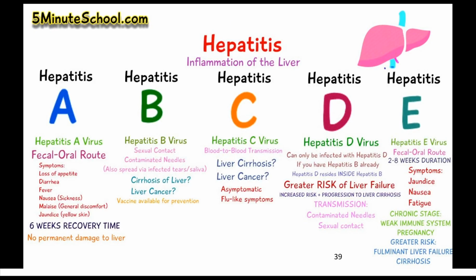So, as a summary for the three hepatitis viruses that we have discussed, A, C, and E. For hepatitis B and D, that will be for our next discussion because hepatitis B is quite long.